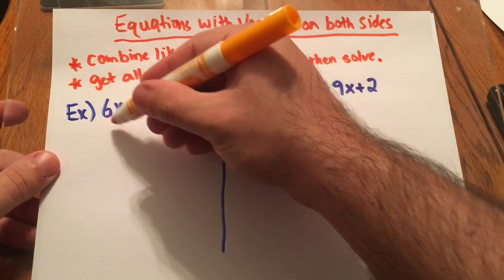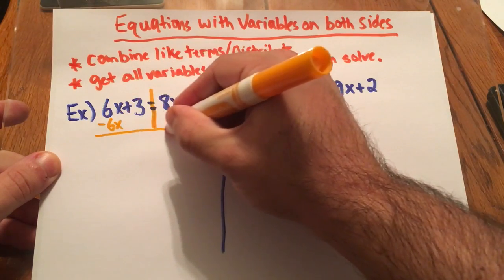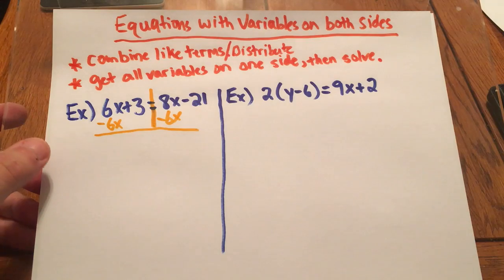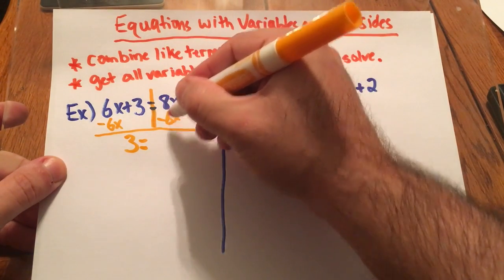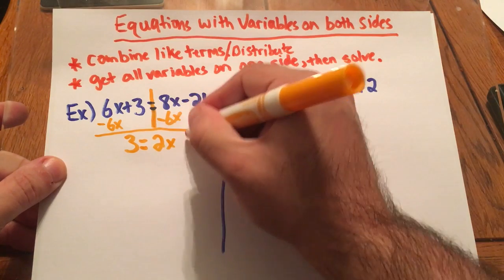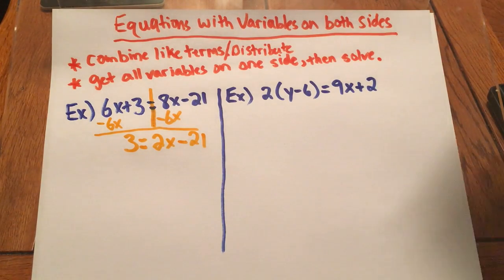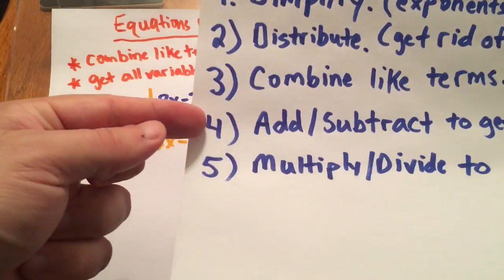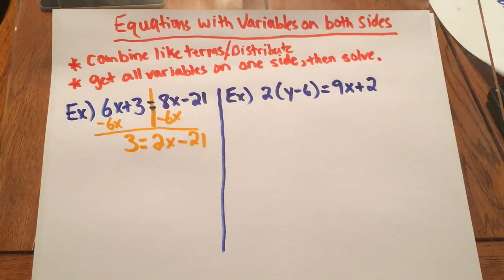First of all, if I want to move the 6x over with the 8, let's start by that. If we do a negative 6x there, we got to subtract 6x over here as well. So what we're left with then is 3 is equal to 8 minus 6, which is 2x, minus 21. And now we can jump right back into our little recipe. We've got a two-step equation, so we'll start here at step 4. Add and subtract to get the variable alone.